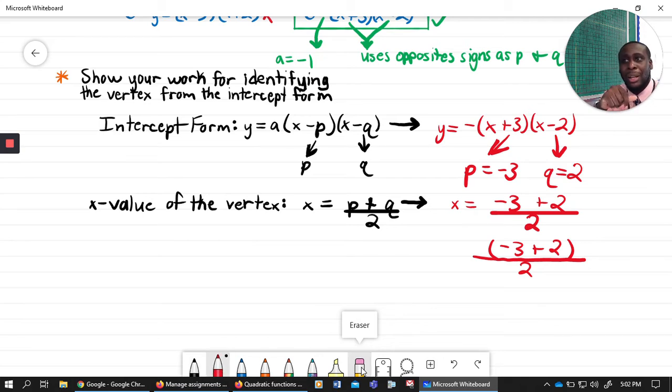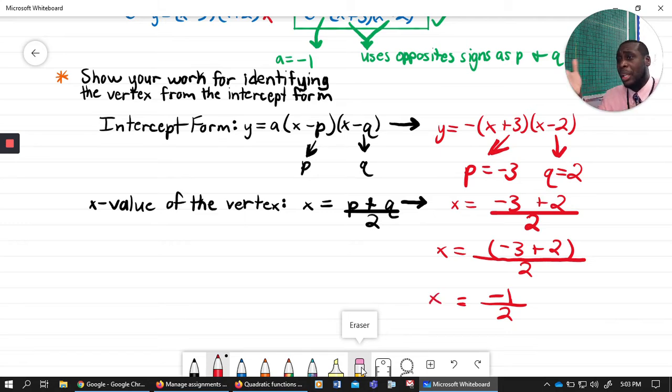Alright, so again, if we calculate what's at the top here first, at the numerator, we got -3 plus 2, which gives us 1, but that's -1. And then we're still going to have to divide. And so that is, or either divide or you leave it as this fraction here. So the x value of this vertex is -1/2.